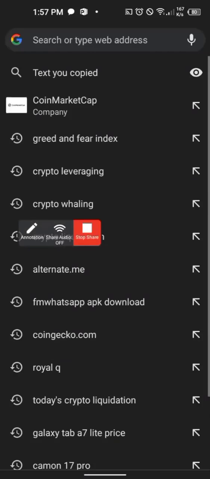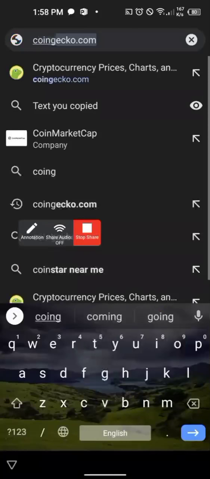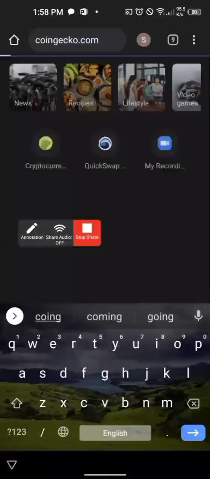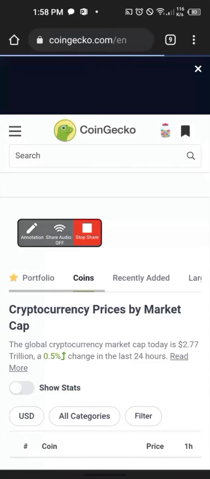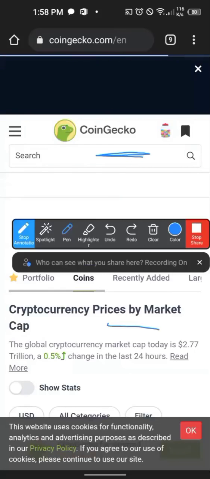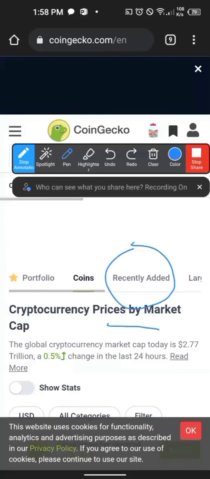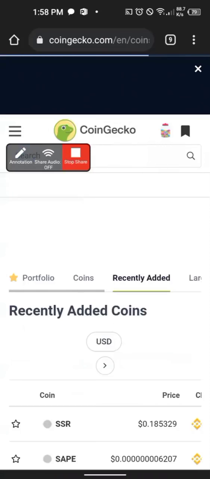So CoinGecko.com. All right. CoinGecko.com is almost the same thing as CoinMarketCap, and they give you the same information. But one reason why I usually prefer CoinGecko is they have this spot for recently added coins. So the moment coins are newly listed, you can just come here and check. This is where you can discover coins even before people know them.